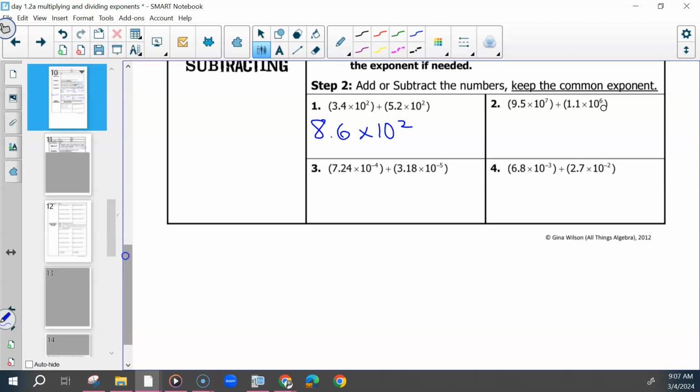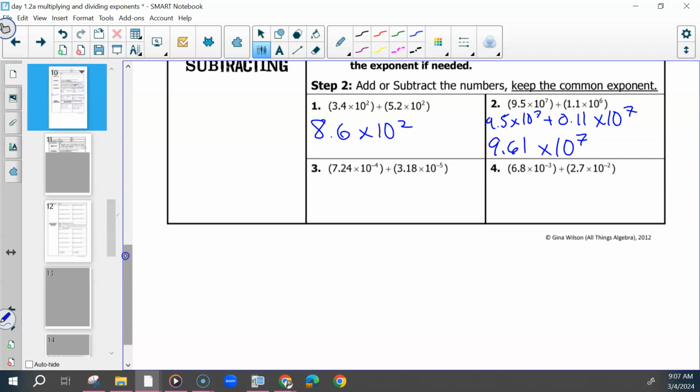So if I were to change this exponent to be 7, I would be going up an exponent or adding. So I'd be moving this to the left, the decimal place to the left. And now that the exponents are the same, then I can do the same thing we did in number 1. So 9.5 plus 0.11 would be 9.61 times 10 to the 7th.